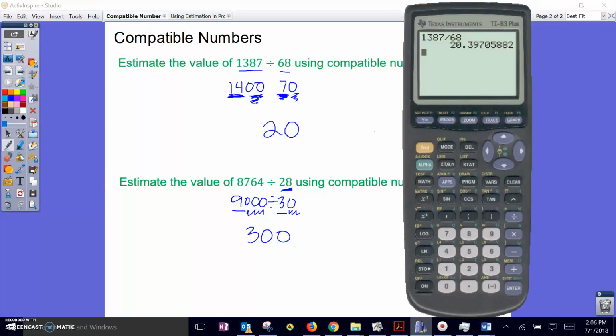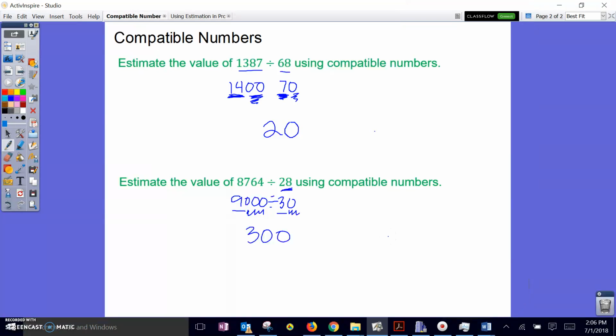Let's see how close we actually were. 8,764 divided by 28 is 313. So an estimate of 300 is pretty good for that division problem. It gets us very close and in the ballpark. And so that's how we can use compatible numbers, especially in division problems, to help us arrive at reasonable answers.